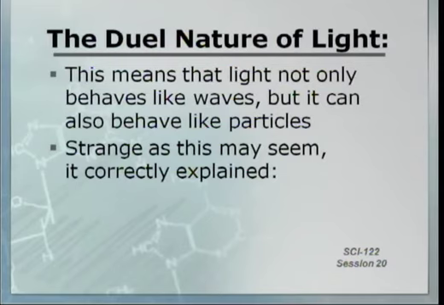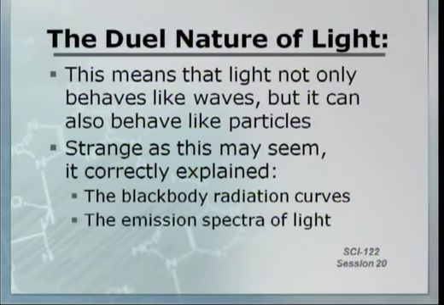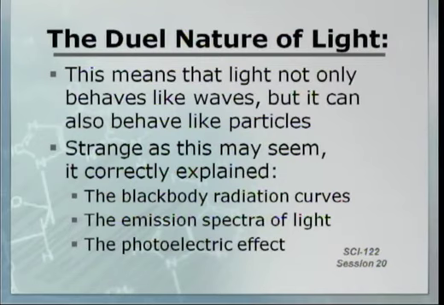So strange as it may seem, this new way of looking at light really correctly explains the blackbody radiation curves. It correctly predicts the emission spectra of light, and it will also correctly explain the photoelectric effect. So with this one brand new idea, this introduction of the dual nature of light, we can now solve all three of the puzzles that were confounding a lot of scientists at the time. And with this single understanding, we can pull ourselves into the future of modern physics.